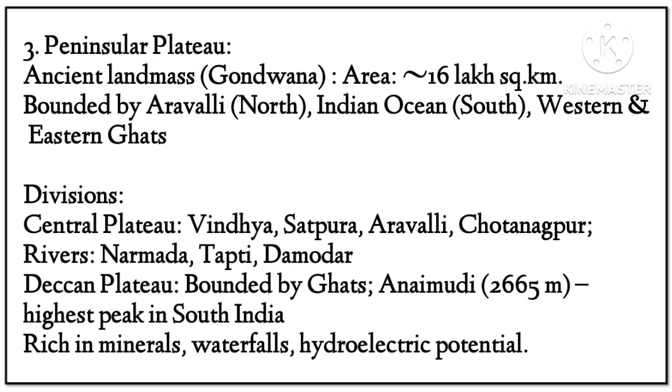Peninsular plateau. Ancient land mass, Gondwana, area 16 lakh square kilometers, bounded by Aravalli in the north, Indian Ocean in the south, and western and eastern Ghats. Divisions: Central Plateau, Vindhya, Satpura, Aravalli, Chota Nagpur, rivers Narmada, Tapti, Damodar. Deccan Plateau, bounded by Ghats. Anamudi, 2,665 meters, is the highest peak in southwest India. Rich in minerals, waterfalls, and hydroelectric potential.